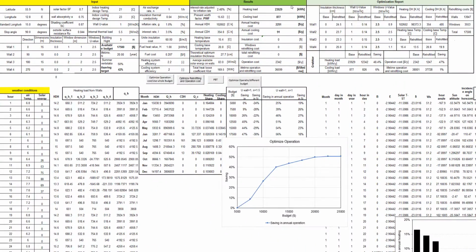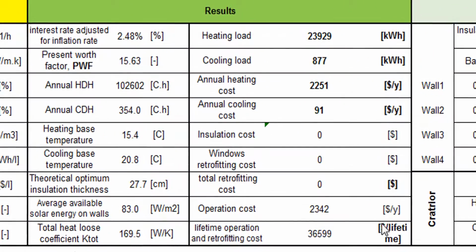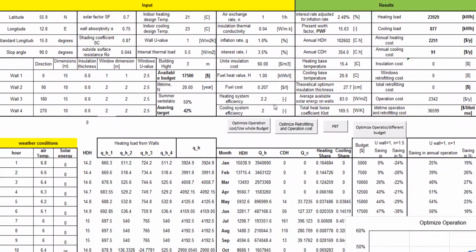In the results section, the most important results are in this column: the heating load, cooling load, annual heating cost based on the electricity price, and annual cooling cost based also on the electricity price and on the COP of the heating and cooling system. In our case, we assume that the COP of the heating system is 2.2 and for the cooling system is 2. You can put any number you have in your case.